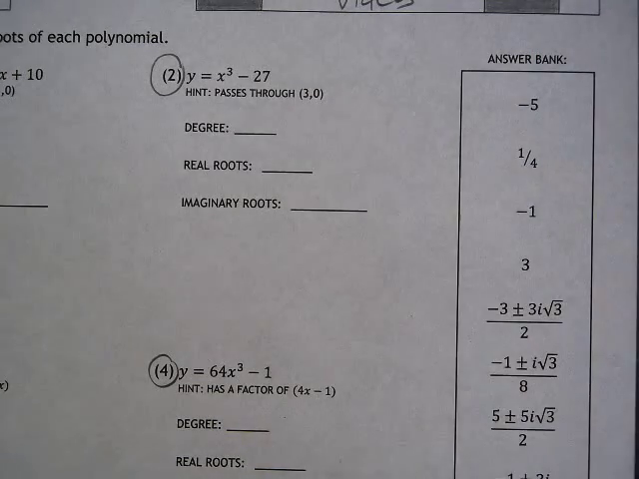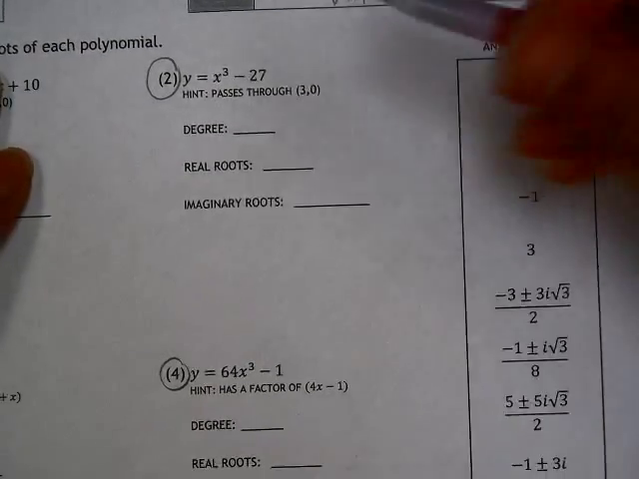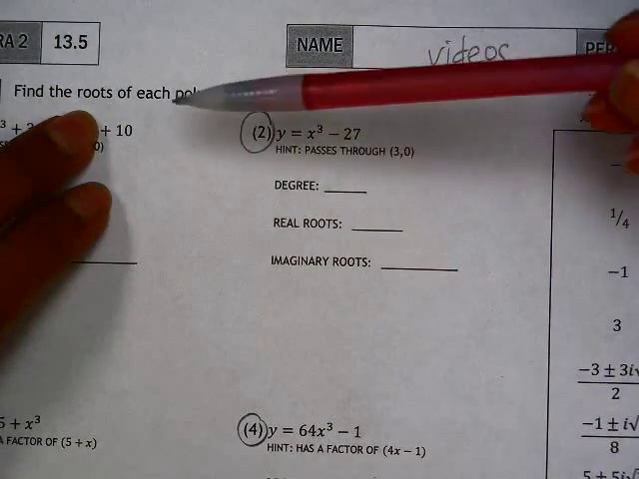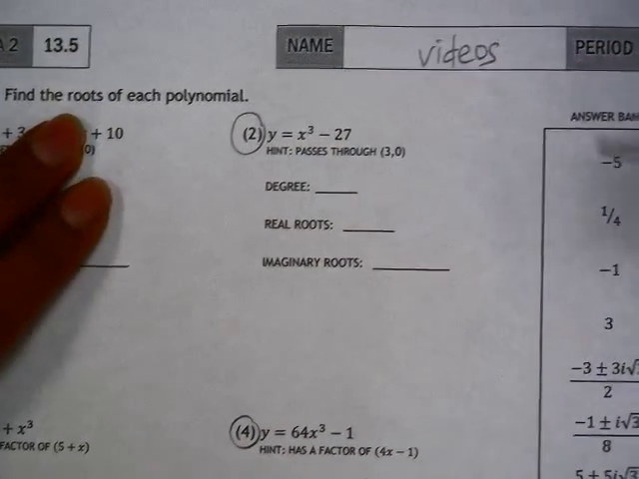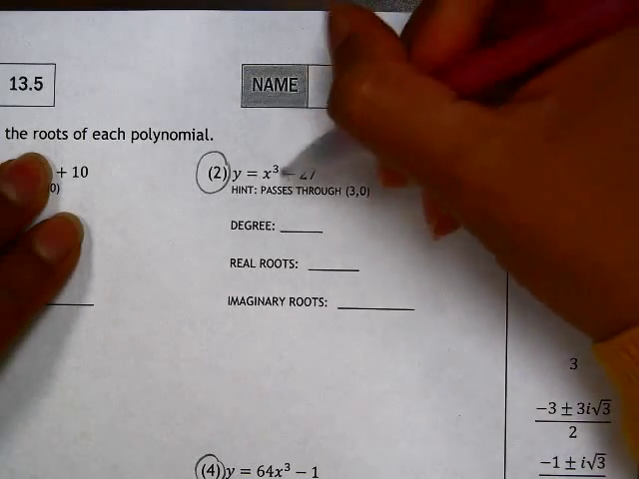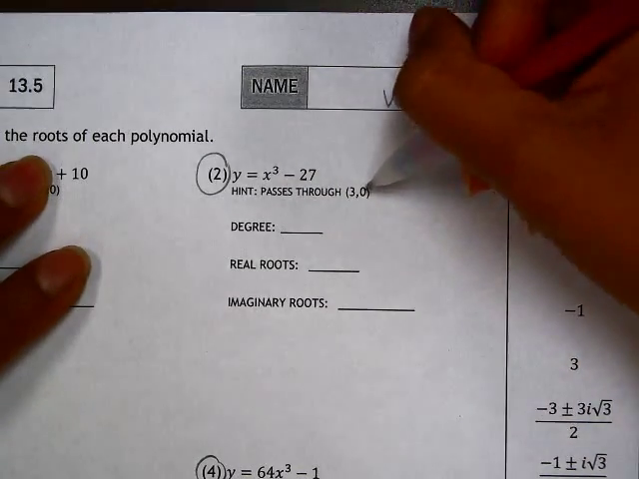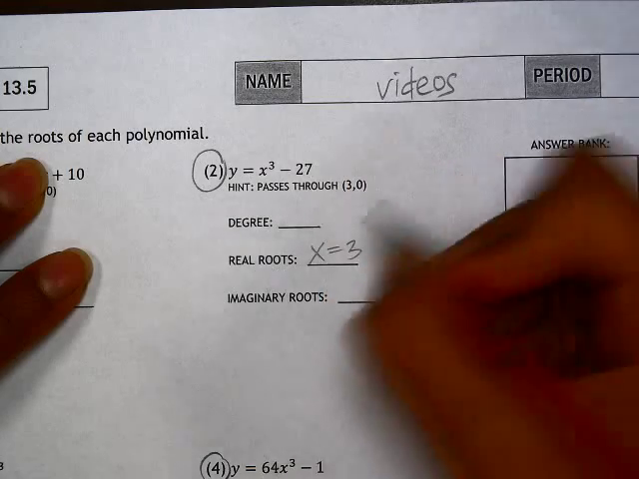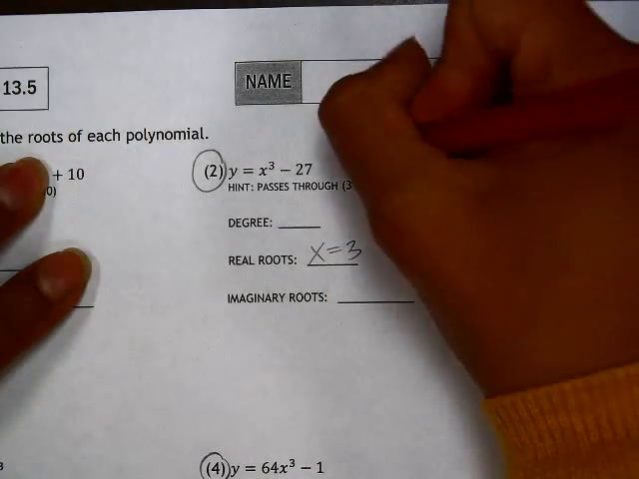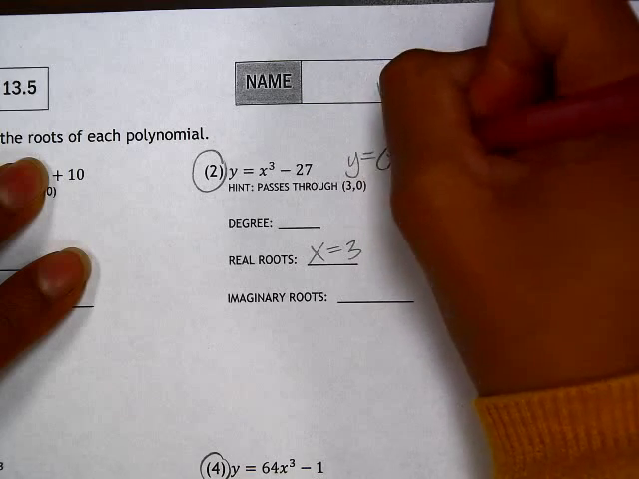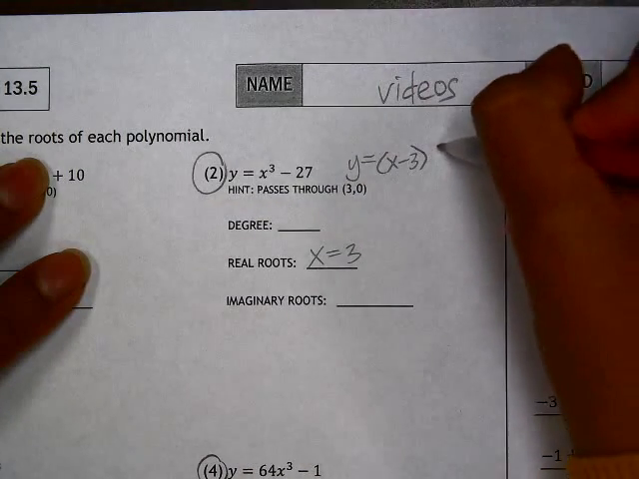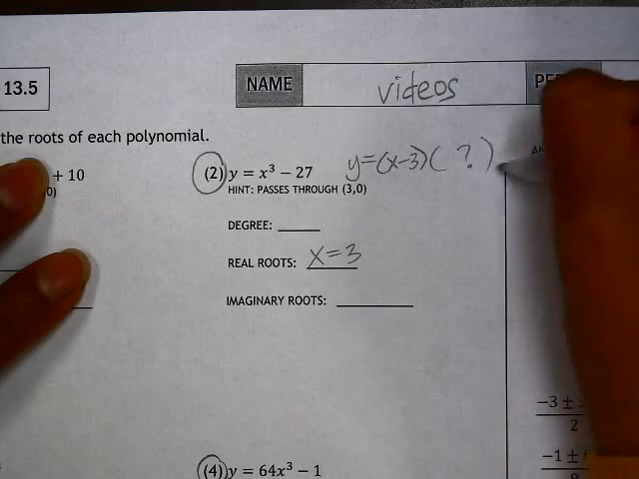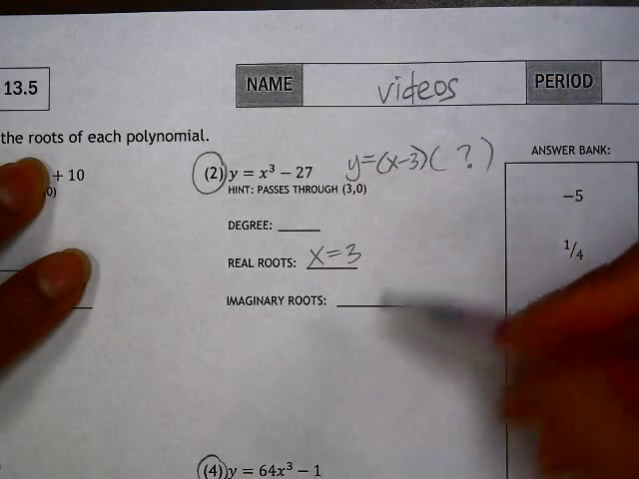All right, this is worksheet 13.5, and the first thing we're going to do is number 2 and 4, which is to find the roots of each of these polynomials. So given this polynomial and knowing that it passes through 3, I know that one of the real roots is at x equals 3, which means that one of the factors of this polynomial is x minus 3.